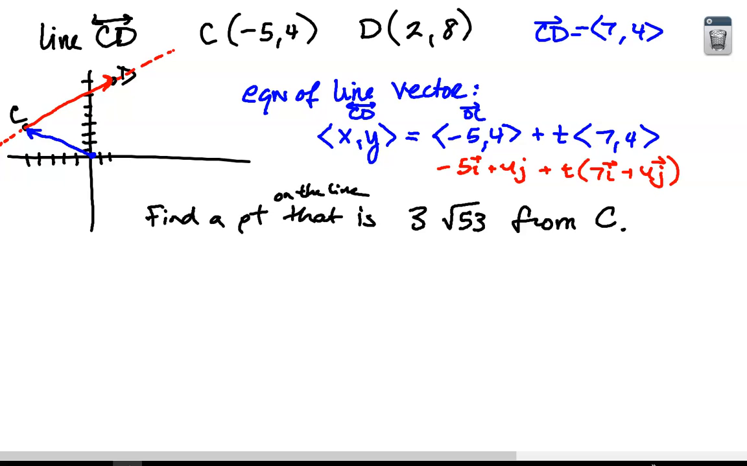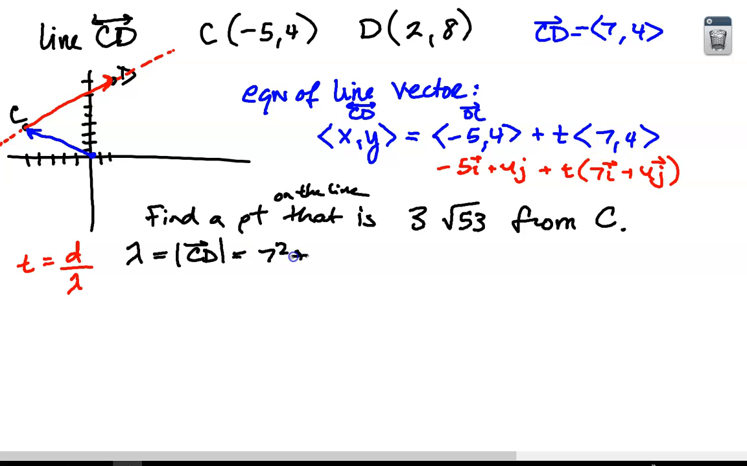Okay, well, it would probably help us to figure out, remember, if we want to go a particular distance and we want to figure out that t, we need to take the distance over the lambda, which is the length of the vector. So the first thing I need to do is figure out the length of the vector. Remember, this is just the magnitude. So I need to figure out how long CD actually is. So let's get that. Magnitude of CD is 7, 4.